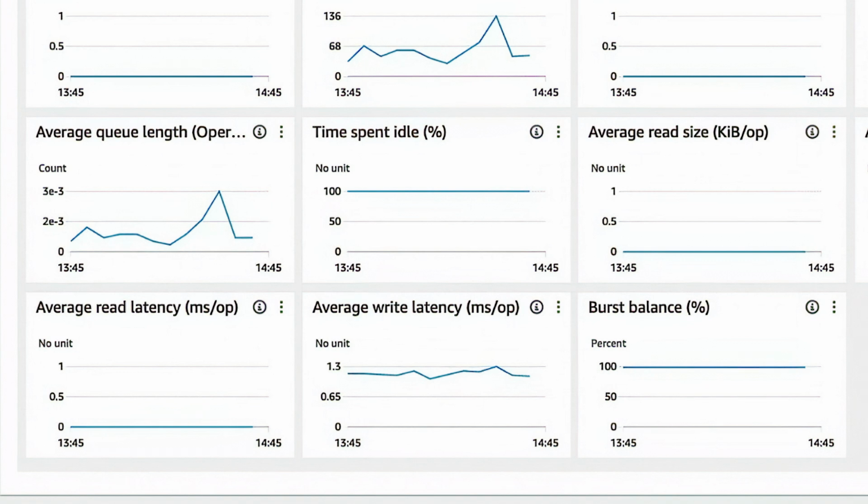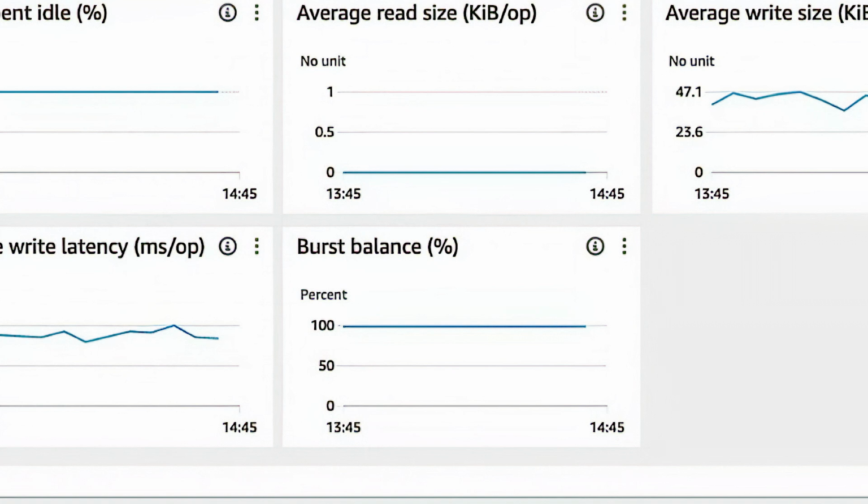Also, another metric, because it's GP2, you also want to be aware of the burst balance. Remember, this is related to the burst credits. At the moment, this volume has 100% burst balance, so it basically has all of its credits to use.